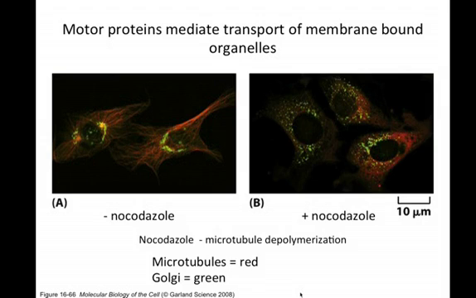Right, so motor proteins are mediating transport of membrane-bound organelles. Nocodazole is a drug that depolymerizes microtubules. And so we already know they're involved in movement of organelles, and this is just proof. So in the absence of nocodazole, your microtubules, which are red, and your Golgi, which is green, are all kind of where they should be. Remember, usually you have your ER and your Golgi all kind of centered around the nucleus. When you add nocodazole and you depolymerize all of your microtubules, what happens here?